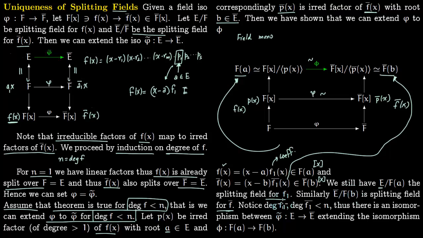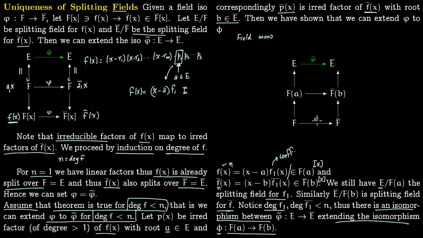Now we want to use the inductive step, so you can see the degree of f1 and the degree of f1 bar. So f1 and f1 bar are both of degree less than n, because the degree of f is n and the degree of f bar is n. If you divide by a term x minus a and x minus b here, the degree is going to be less than n. So since it is less than n, therefore you can use our inductive step. Therefore there is an isomorphism var phi tilde, which will extend the isomorphism phi from f of a to f of b.